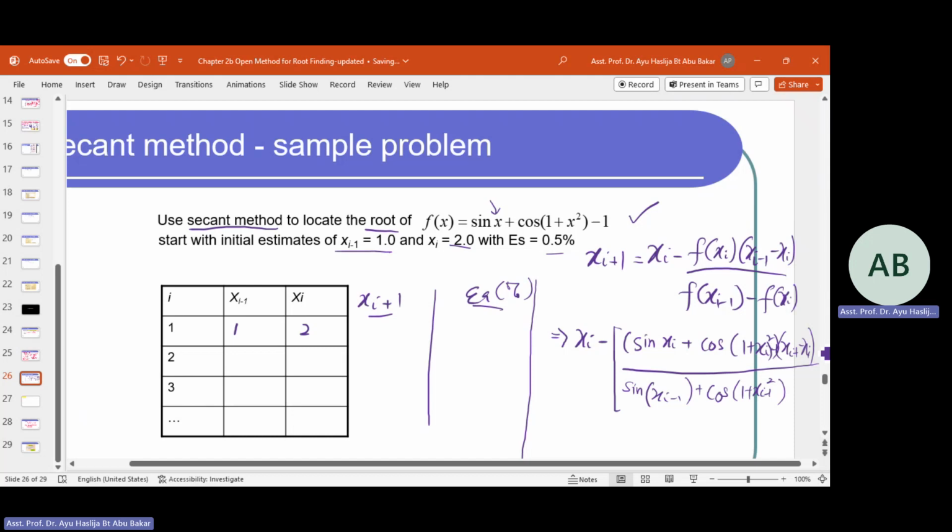Not enough space. So you must put the correct equation. Sin x plus cos this thing minus 1. Okay, don't leave out the minus 1 over here. I don't have enough space over here. So plug in the equation given. The xi plus 1 for the first iteration, you will get 1.7486. Okay, it should have EA already.